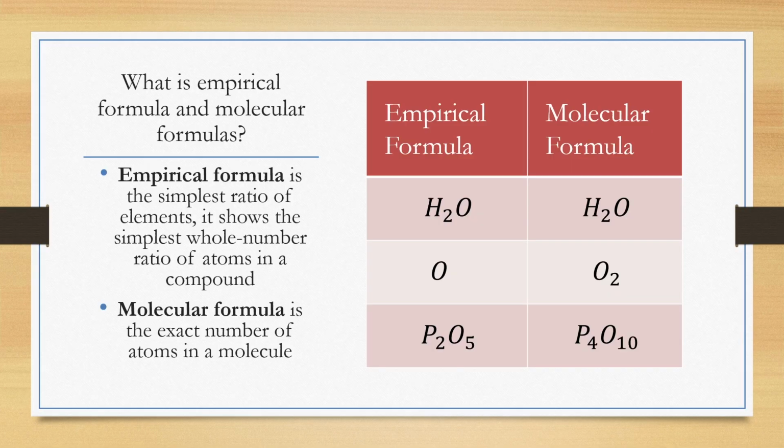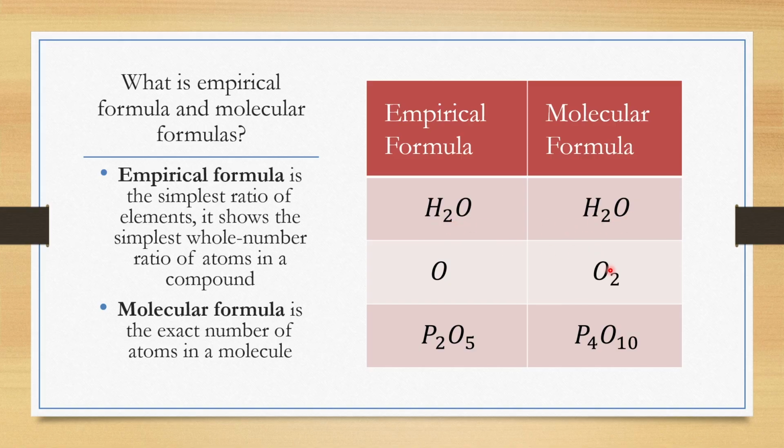In this slide, we'll see what is the empirical formula and molecular formulas. Empirical formula is the simplest ratio of elements. It shows the simplest whole number ratio of atoms in a compound. And then the molecular formula is the exact number of atoms in a molecule. So in this example, we have H2O as the empirical formula and then H2O again as the molecular formula. This is because for water, it doesn't get simpler than H2O. We can't divide by another whole number.